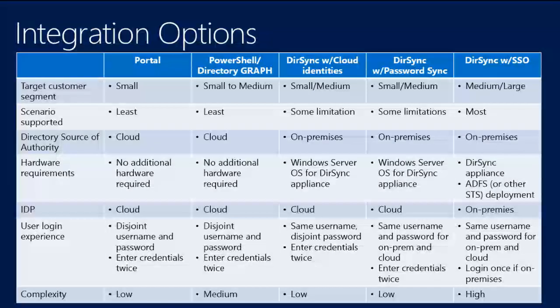PowerShell and the directory graph. So as Ross mentioned, Ed talked about the graph this morning in a session, gives you programmatic access to the Azure Active Directory, create objects, manage objects, create things like address books, right? But in this particular scenario, we're talking about creating and managing those objects. So you can do this.